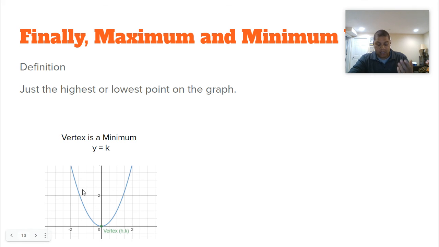So the problem is going to have you graph it. I've already got a graph for you here. And it's going to say, is it a minimum or is it a maximum? You're going to say, well, it's got a minimum because it goes down and then comes back up. And you say y equals k.